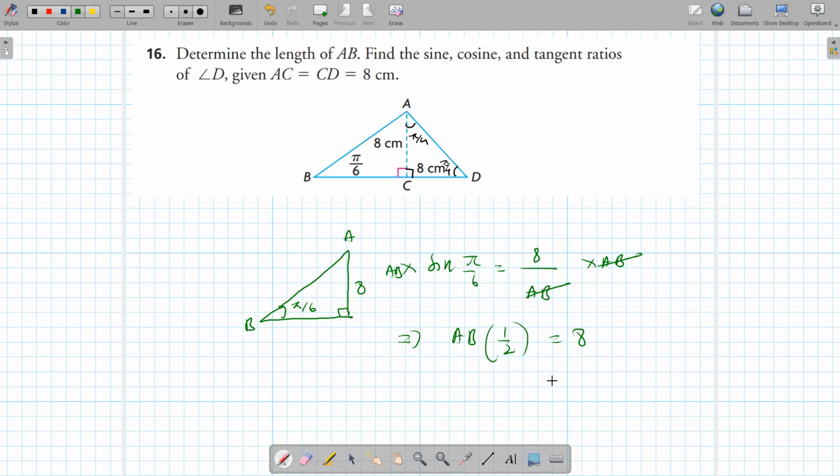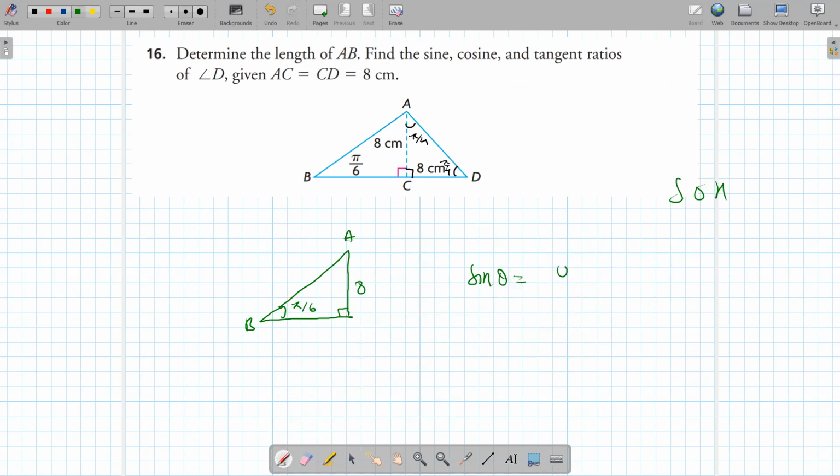Is this like the sine law? No, this is not sine law. This is SOHCAHTOA. Again, let me set this up. Sine theta is equal to opposite over hypotenuse, right? So you don't even have to do it. Opposite is here, hypotenuse is what we're looking for. So that means hypotenuse is opposite over sine theta. You can just change it around like this.